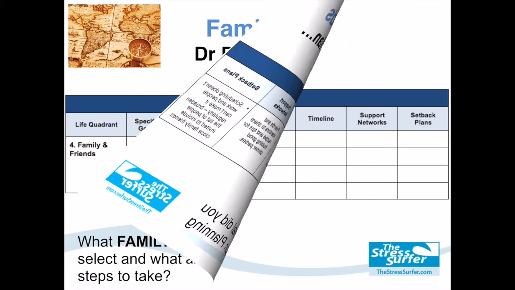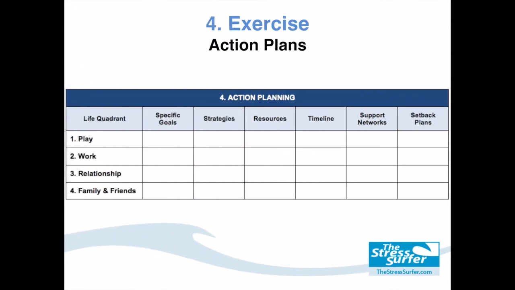Exercise, action planning. Take some time now looking at your worksheets to complete a detailed action plan for each of those goals that you've selected from your dreams and legacy for each of the 4 life quadrants. For play, write down that specific goal that you want to focus on. Now, have a look at the strategies, resources, timelines, support networks, and setback plans that you need to develop so that you can achieve that goal in play.